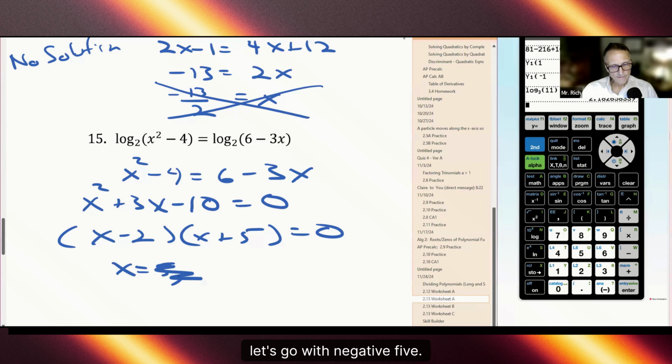Which means I have x equals negative 5 and positive 2. And I do like negative 5. That's going to be perfectly fine. That will be a positive number inside the log.